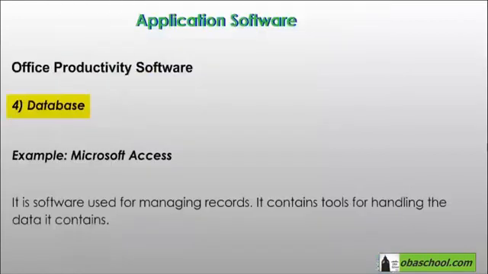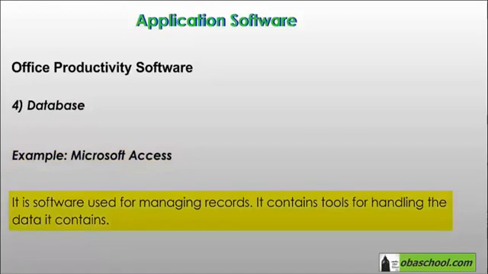And now, the last office productivity software is the database. An example is the Microsoft Access. It is a software used for managing records. It contains tools for handling the data it contains. So for example, I can enter so many data about different people that work in the same company. Their name, their age, their marital status, and their address.